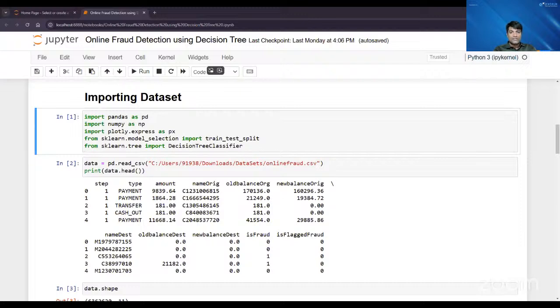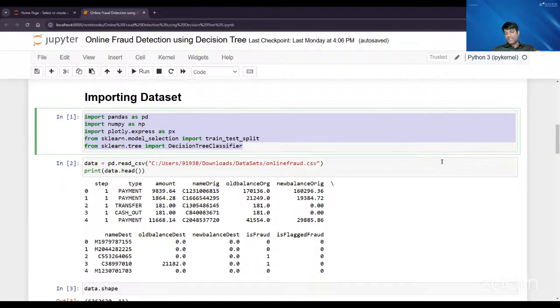Here you can see the necessary libraries which we are taking. Pandas is basically used for data frames, and NumPy is used for arrays. Plotly is used for plots, and model selection is a module in sklearn which is used for training and splitting the data.